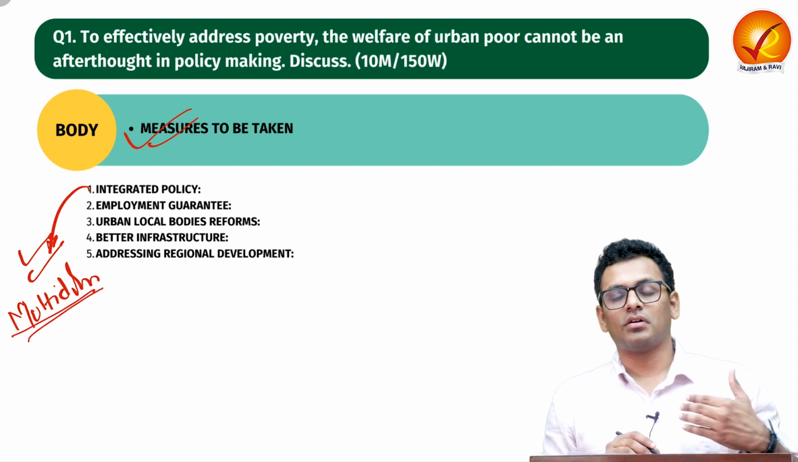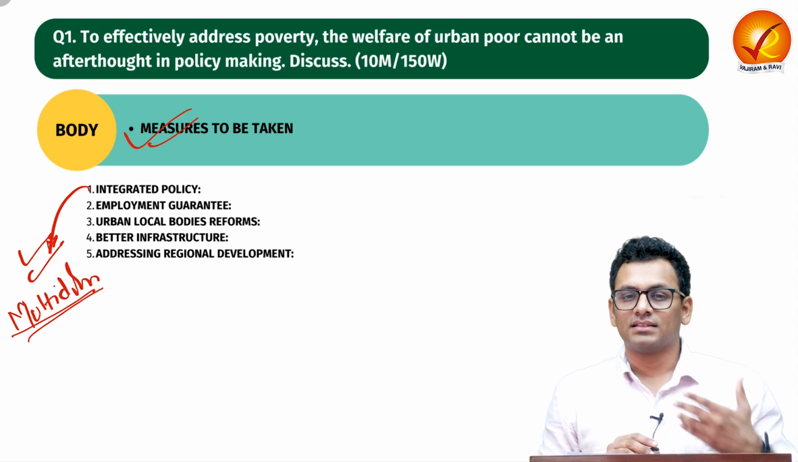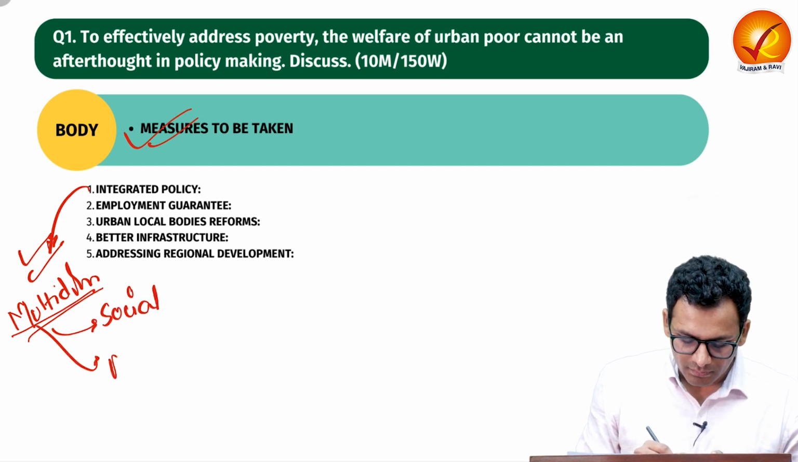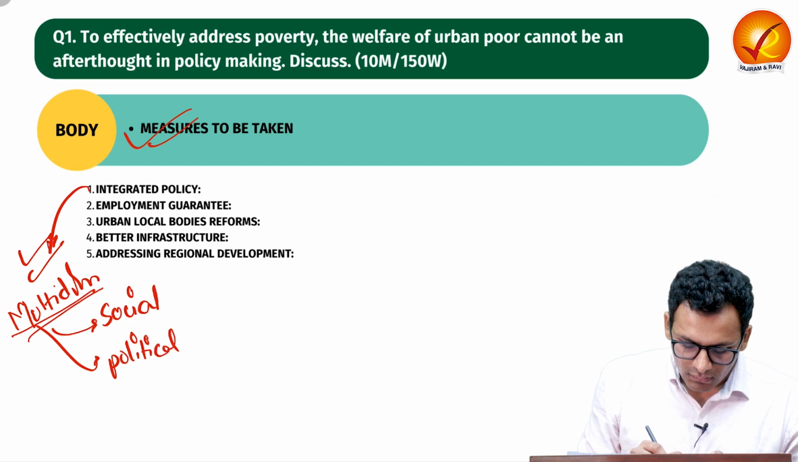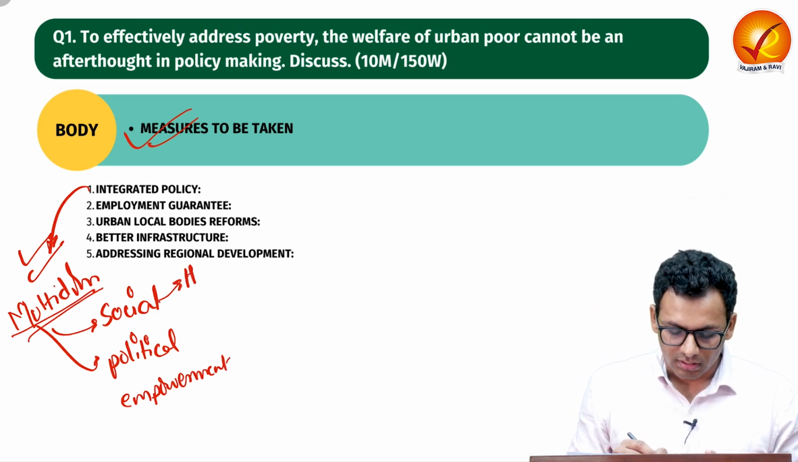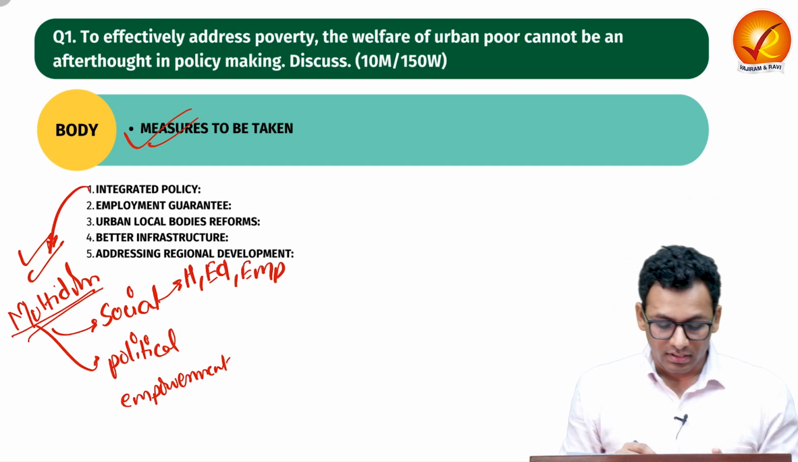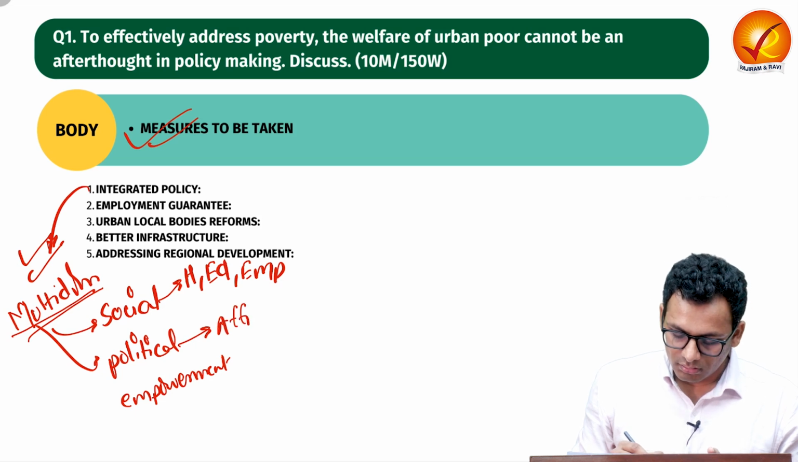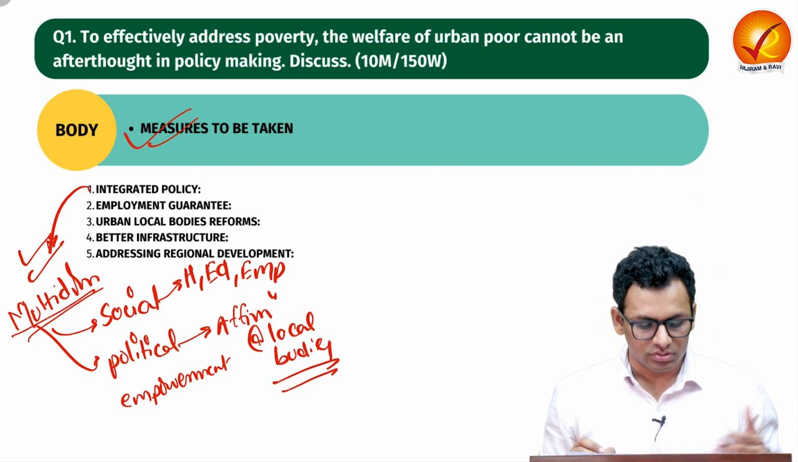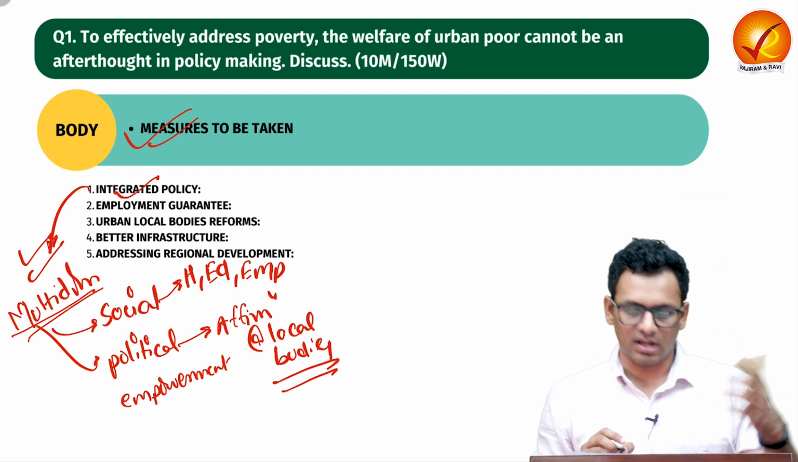Thus, we must ensure we are not just helping them in economic terms, but also social and political empowerment must be done. When we are talking about social, we are talking about health, education, employment. If we are talking about political, we are talking about affirmative action at local bodies. So, such kind of multidimensional approach in an integrated way must be established.